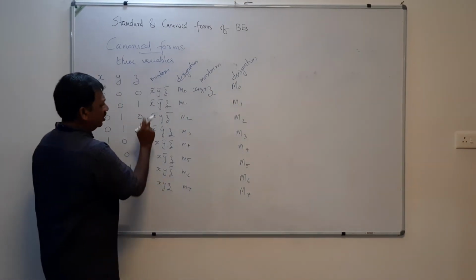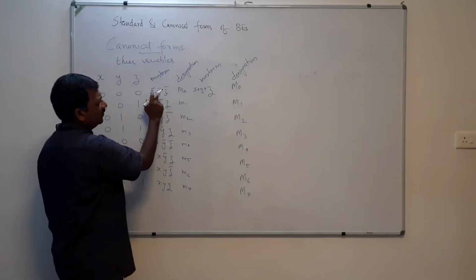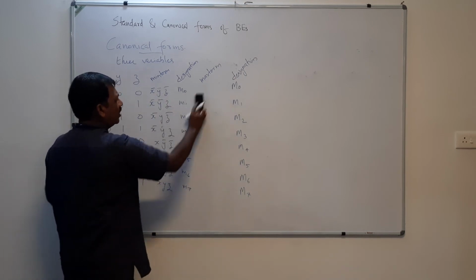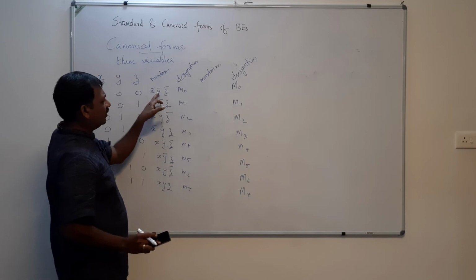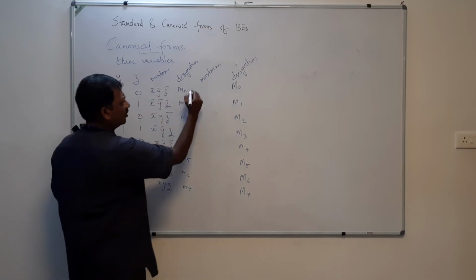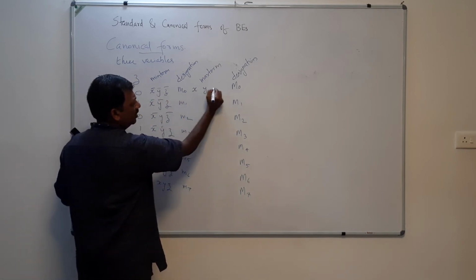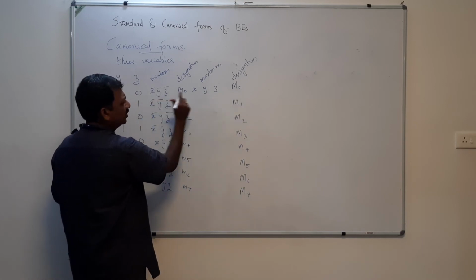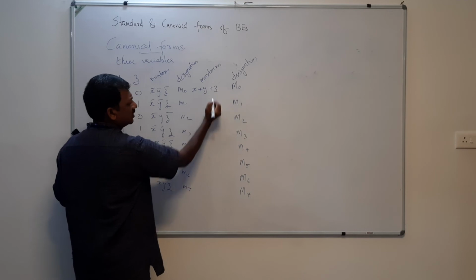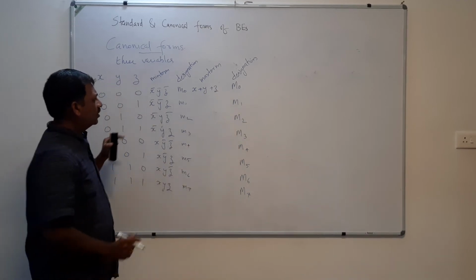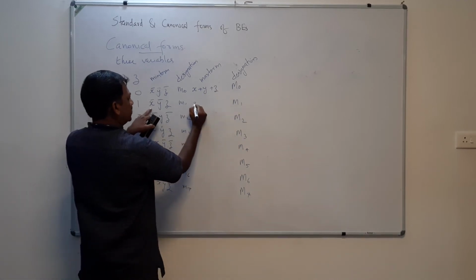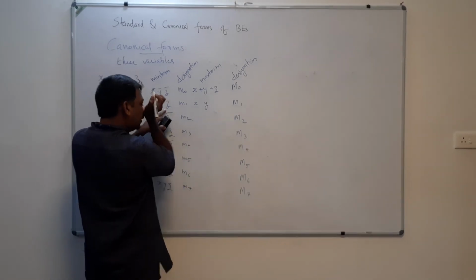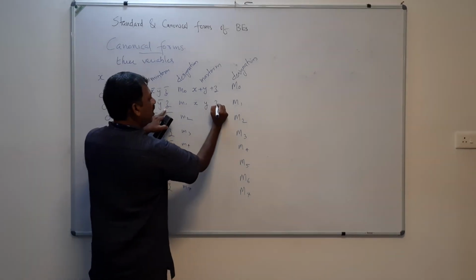Here x bar, y bar, and z bar. Now how to write this? Take the complement of each: complement of x, complement of y, complement of z, and in between you put a plus. The complement of x bar is x, the complement of y bar is y, and the complement of z is z bar.